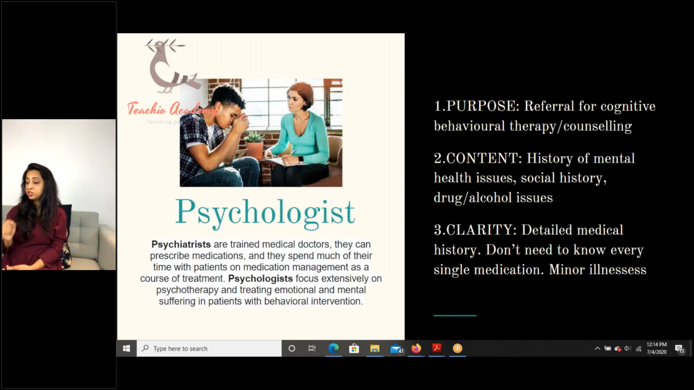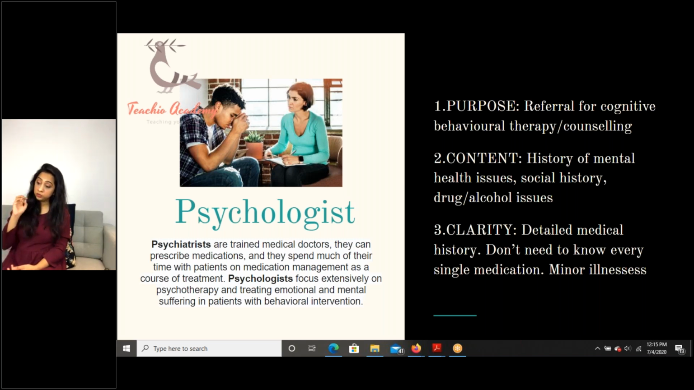Remember, a psychologist is not going to prescribe your patient any medications. They don't need to know the detailed medical history about the patient having diabetes for 25 years or hypertension for 10 years and being on simvastatin as well as candesartan and some insulin, because they're definitely not going to be prescribing any medications to your patient. They don't need to know about every single minor illness that the patient had. For example, if they had a cold 2 years ago, that's not going to contribute to a letter to a psychologist.